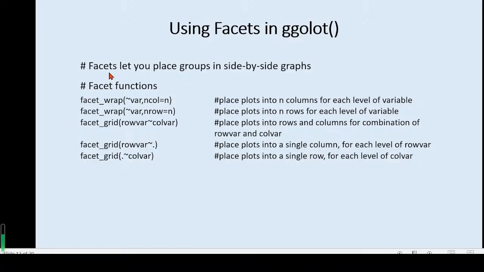Then next we can use facets. Facets let you place groups in side-by-side graphs. This is different from the previous graphs because we have seen all the graphs plotted in one graph. Now facets let you place groups in different graphs. So facet_wrap, for example, places plots into n columns, and this is for n rows, and this is for combinations of rows and columns, and this can plot into a single column and a single row, for example.